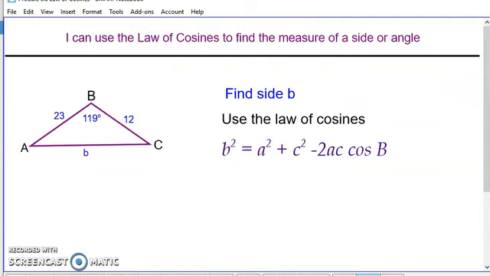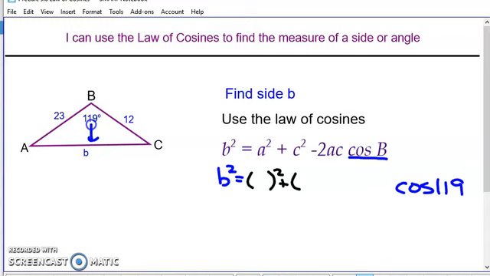So we're going to do a law of cosines where we're just finding a side. Whatever the side is we're looking for, we put the side here and we put the cosine of that angle opposite here. Okay? And then these are the other two sides. So the other two sides are 23 and 12.